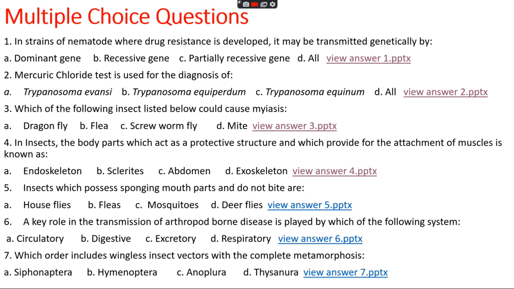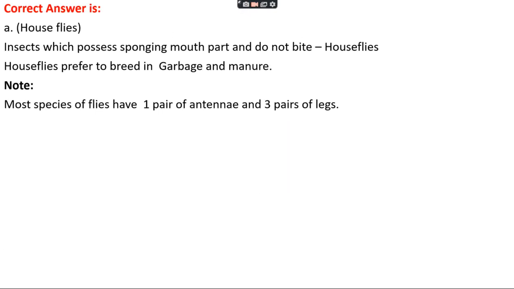Question number 5. Insects which possess sponging mouthparts and do not bite are option A, housefly. Option B, flea. Option C, mosquito. Option D, deer fly. The right answer is option A, that is a housefly. Houseflies prefer to breed in garbage and manure. Here is an important note from the exam point of view: most species of flies have one pair of antennae and three pairs of legs.